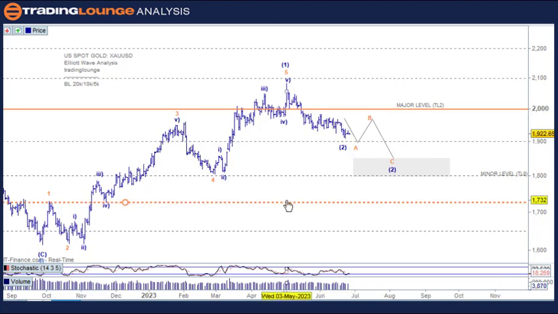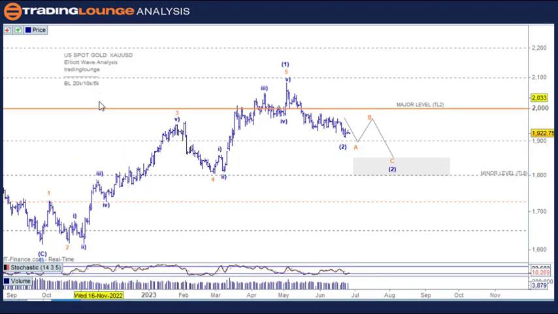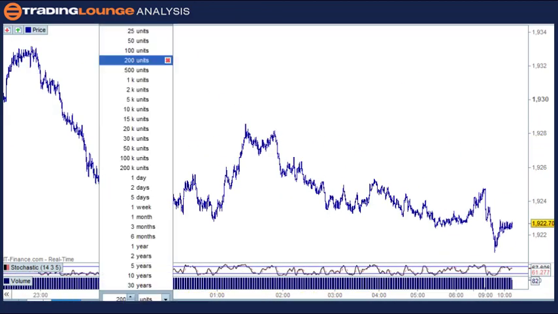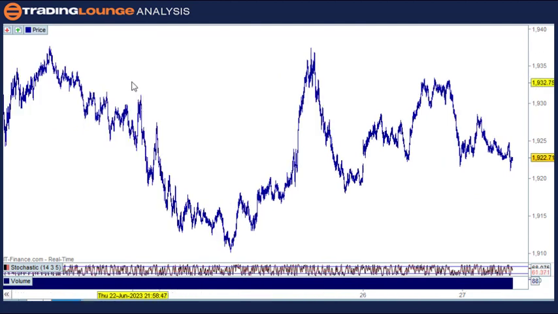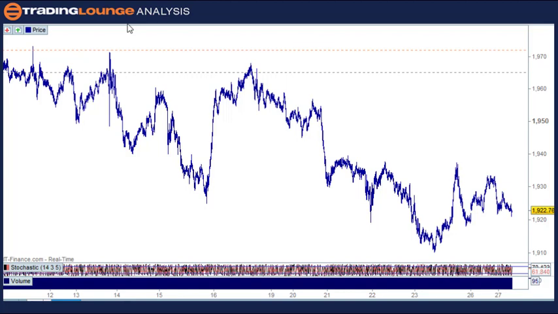Okay, so we can go to where we were. I think it was 100 ticks on this. We'll just check it out. And let me just, was it 100 ticks? Obviously not. Where was we on this one then?